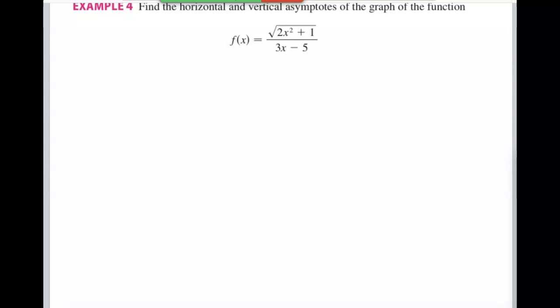All right, so find the horizontal and vertical asymptotes of the graph of this function. So this one's equally as important. Now we're going to use those steps that we learned, but there's a little more trickery here. Let's go back to find horizontal and vertical asymptotes. Well, vertical asymptotes, let's do that first. For vertical asymptotes, we just look at the denominator. We're going to set that equal to 0. We're going to solve for x.